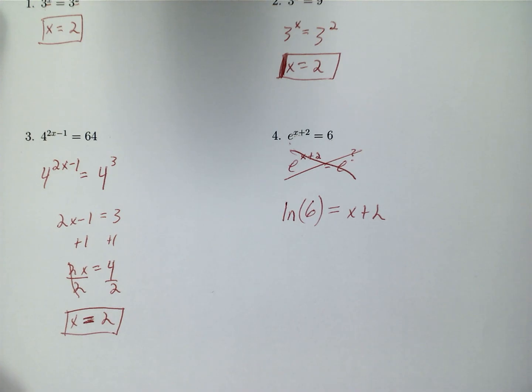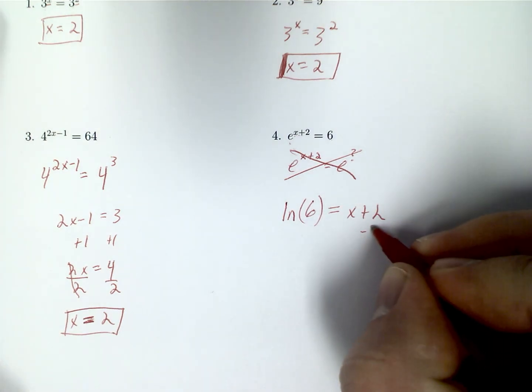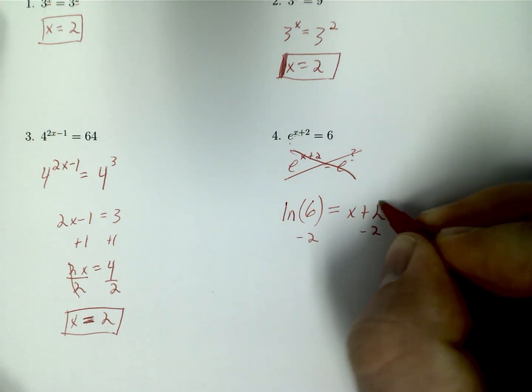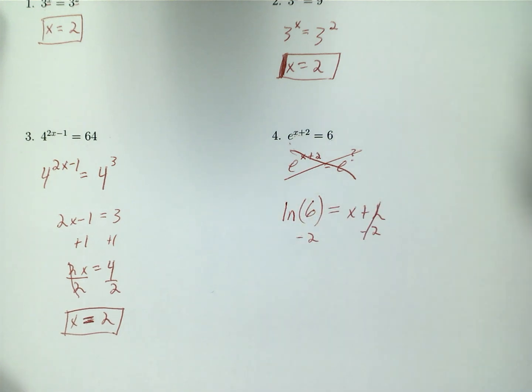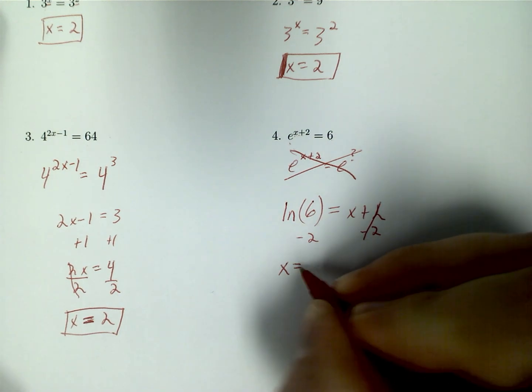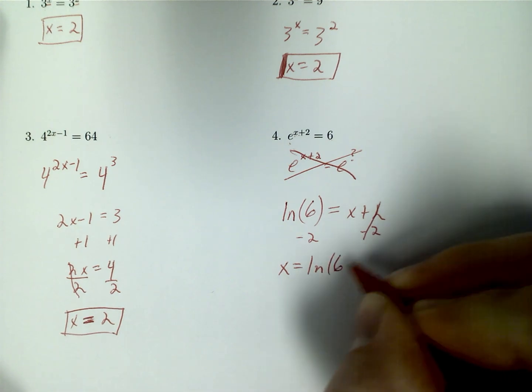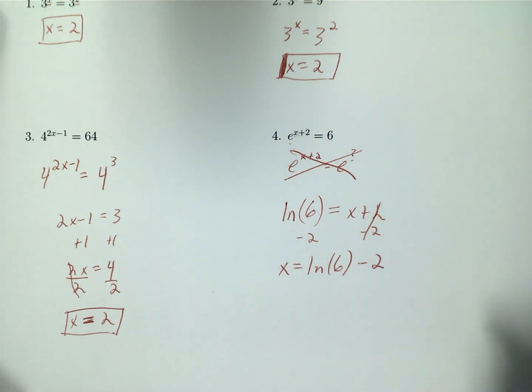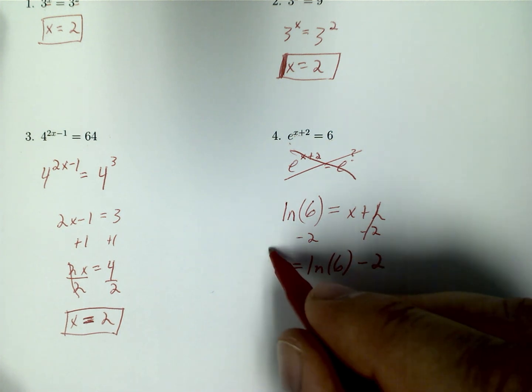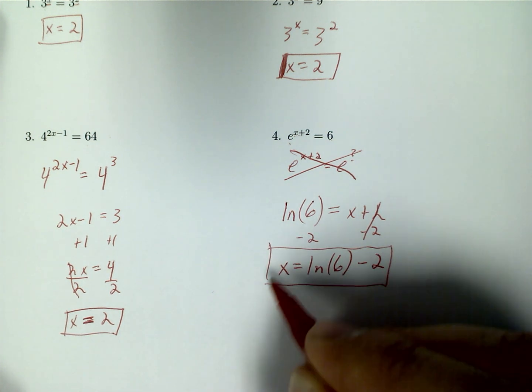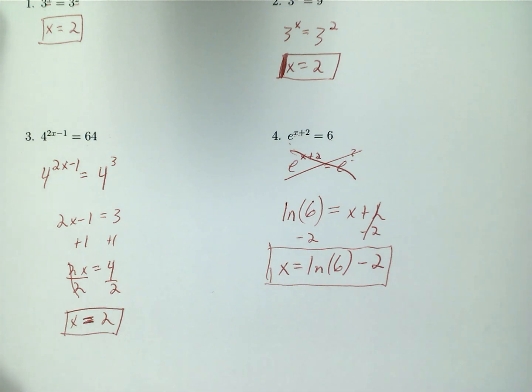So x plus 2 equals ln of 6, and then we solve, so we subtract 2 from both sides. Again, this is a logarithm, there's not much we can do. So x equals ln of 6 minus 2, after we plug ln of 6 into our calculator, we would subtract 2. So this is the precise answer. You could get an approximation by plugging this into your calculator.